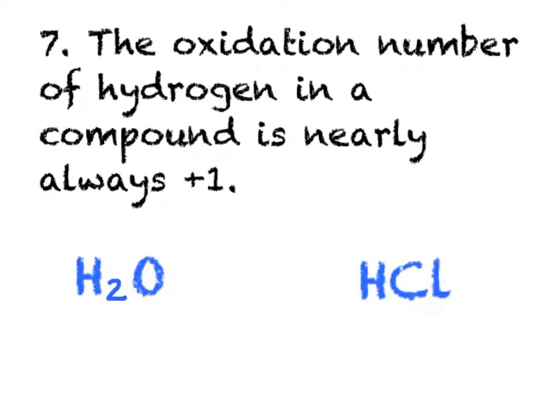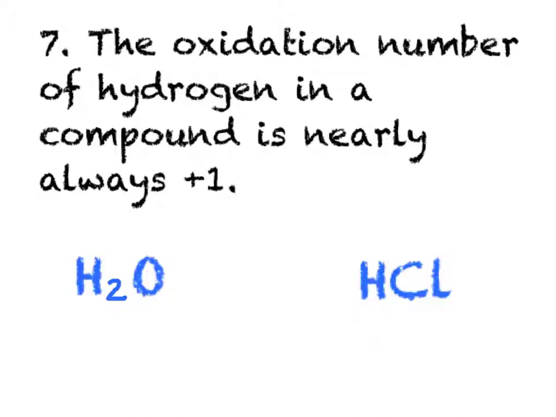Our last rule says that the oxidation number of hydrogen in a compound is nearly always plus 1. Again, for the kinds of compounds you're going to encounter, this is going to be true. 2 examples, if we look at water, in water we've got hydrogen and we've got oxygen. In this case, the hydrogen has got an oxidation number of plus 1. Similarly, for hydrogen chloride, the hydrogen has got an oxidation number of plus 1.